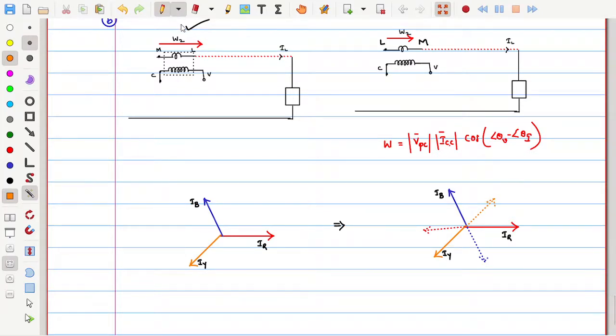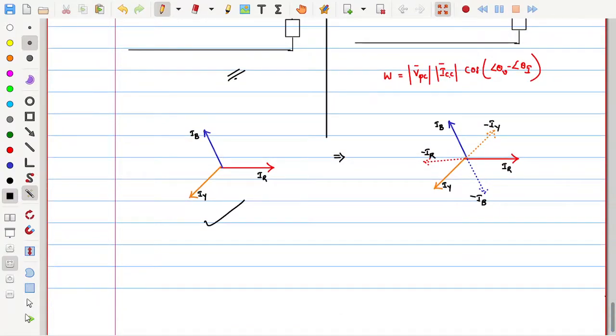So let me write these things in thick line. This is minus IB, minus IR, minus IY. Now see that this is case 1, when current is flowing from M to L. Let us assume this is the phasor diagram. When current is flowing from L to M, what does it mean? In comparison to case 1, here the current is reversed. Yes or no? Is this clear?